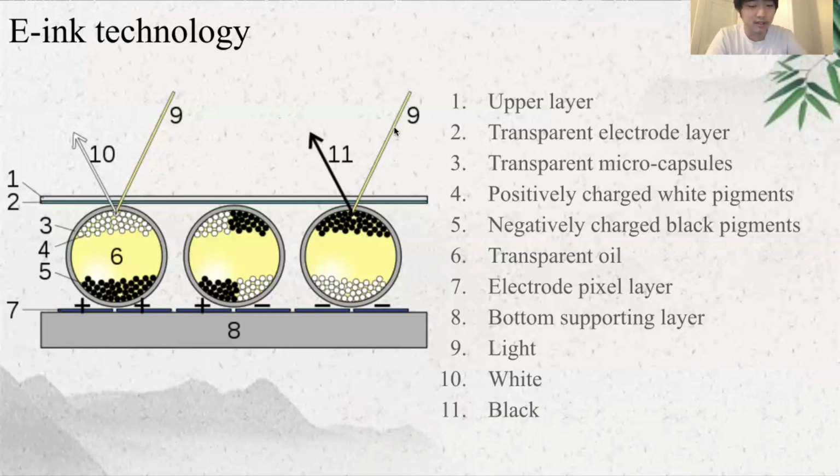When light shines on the pigments, it reflects the pigment's color. Like here, when the light shoots on the black pigments and reflects, it will be black. Right here, when the light shoots on the white pigments, it reflects as white.